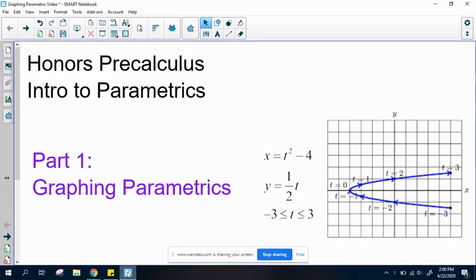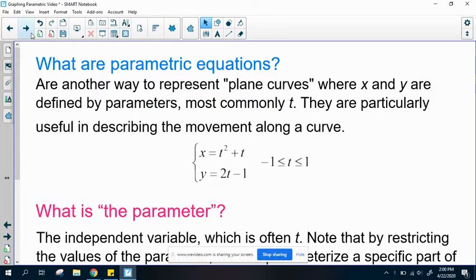So we're going to start with what is a parametric. What you can see on this graph is that you have something that's not a function. And in parametric world, you're no longer restricted to your functions. So let's get going. What are parametric equations?